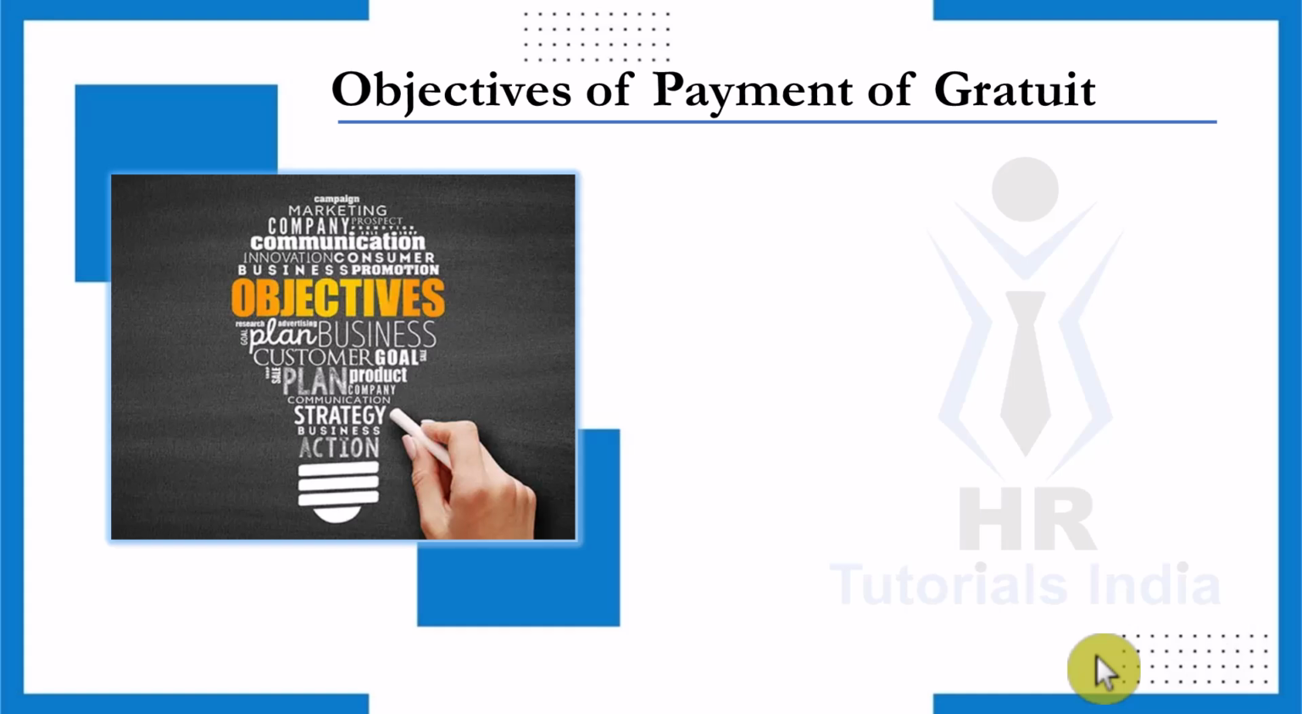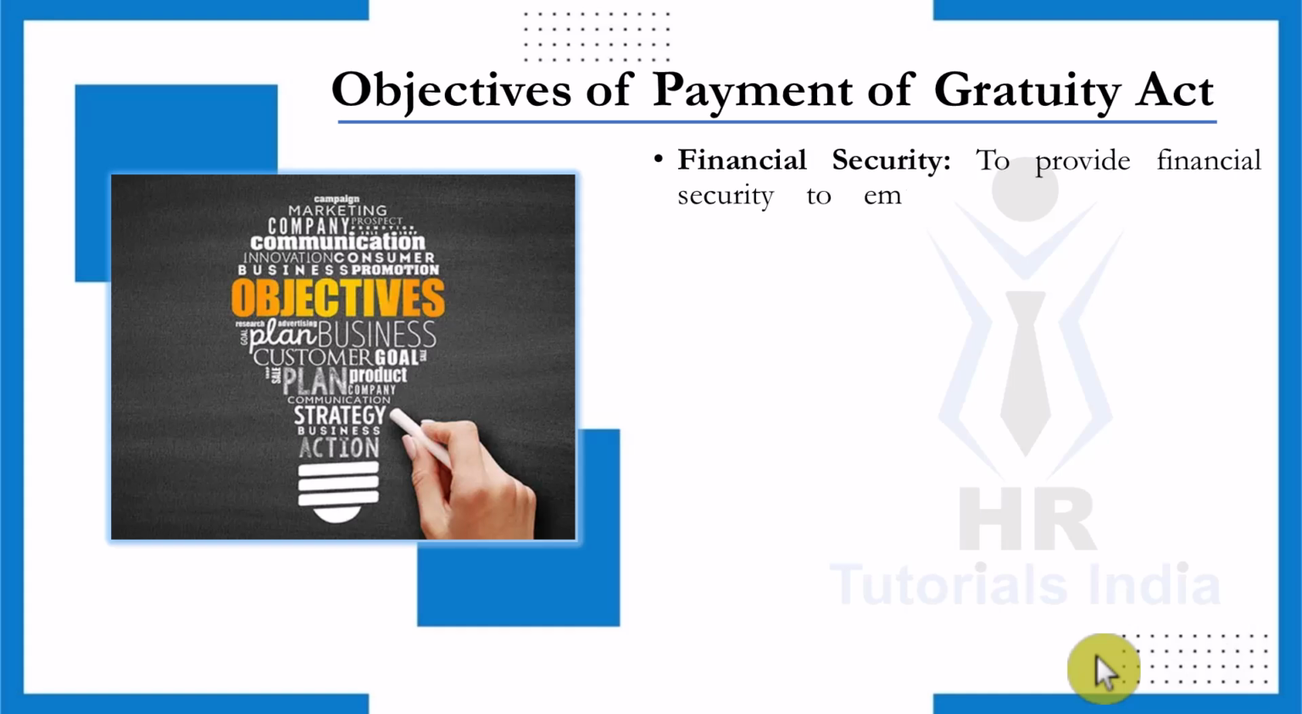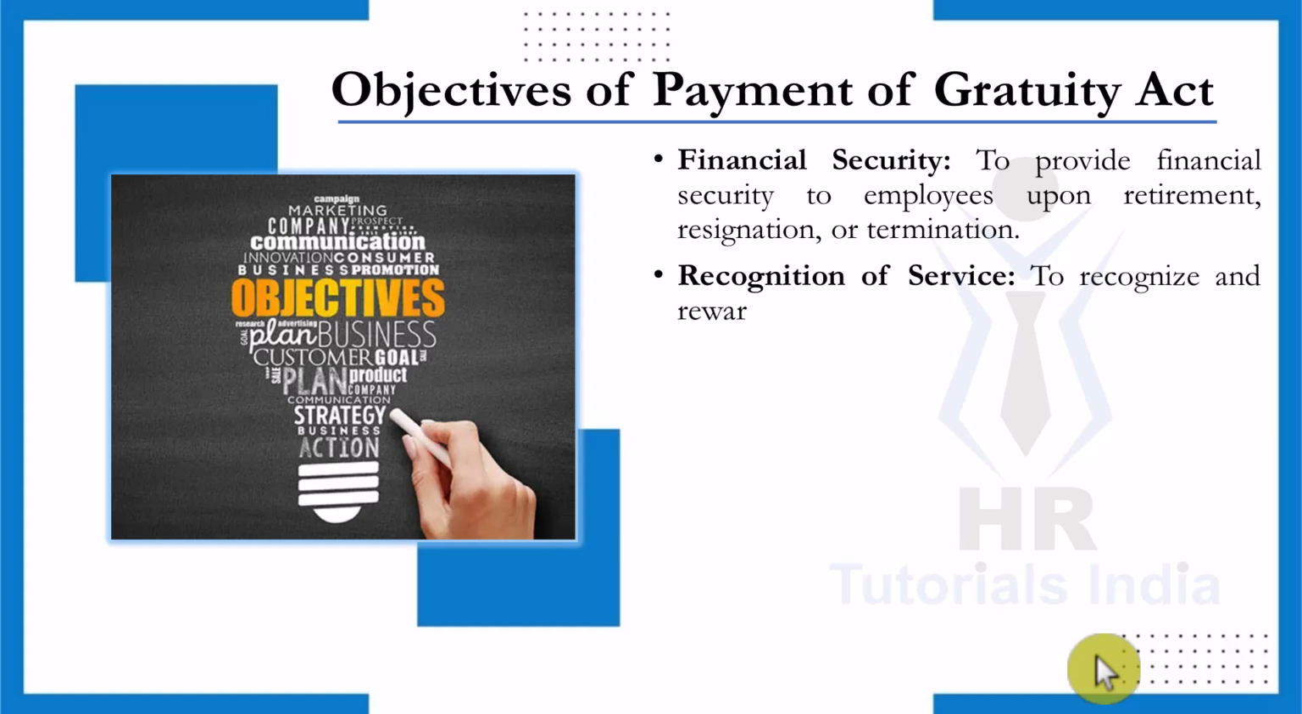Objectives of Payment of Gratuity Act. First, the Act provides financial security. Upon retirement, resignation, or termination, employees receive a lump sum amount as payment, ensuring they have a financial safety net as they transition to the next phase of their lives. Second, the Act ensures recognition of service. It acknowledges and rewards employees who have dedicated years of service to an organization. Gratuity is a gesture of appreciation for their long-term commitment.